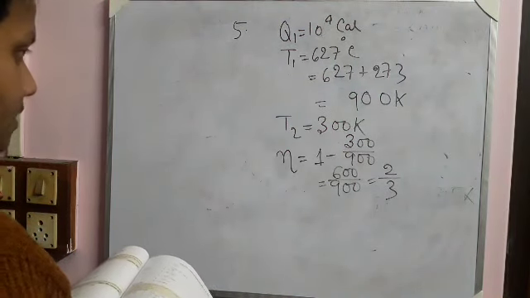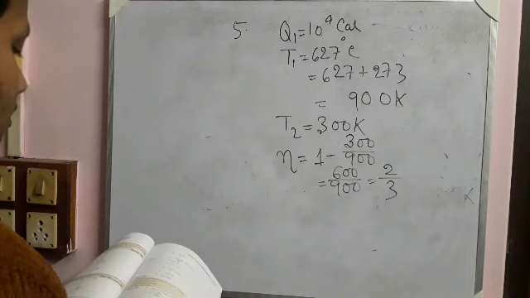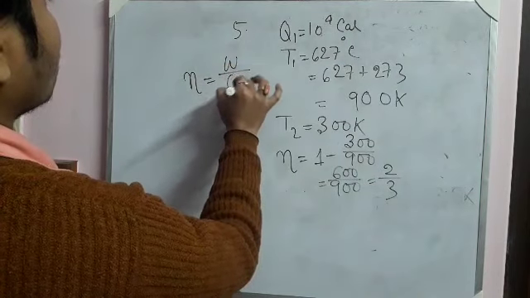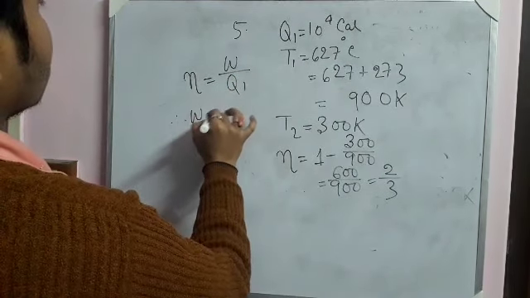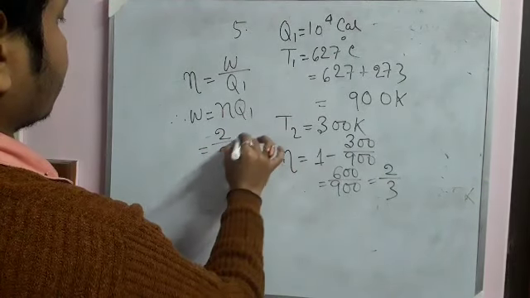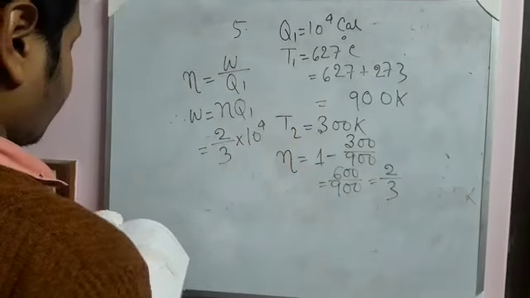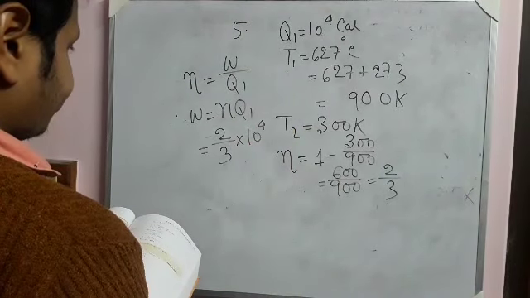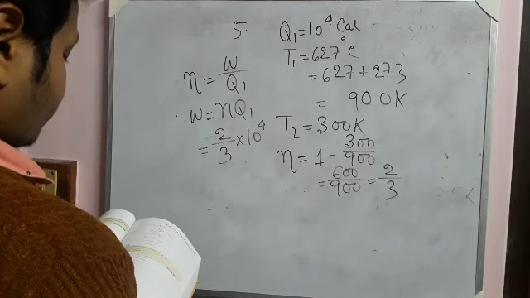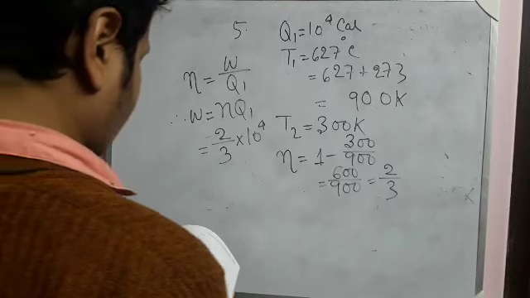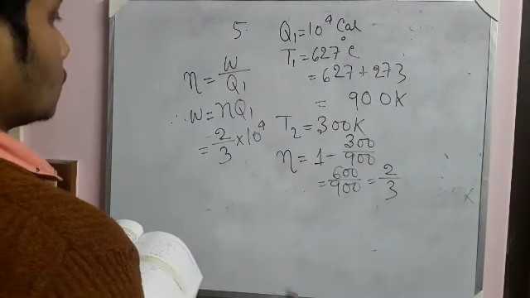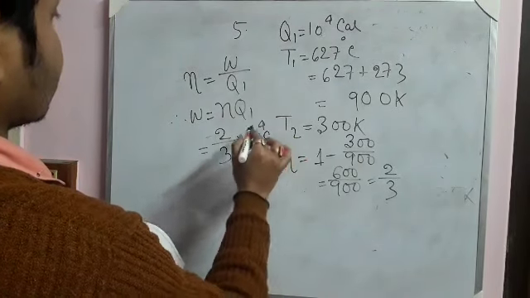Now how much work does it perform? We all know the work formula, that is eta equals W upon Q1. So W is eta into Q1. Eta is 2 by 3 and Q1 is 10 to the power 4. So this is the W.